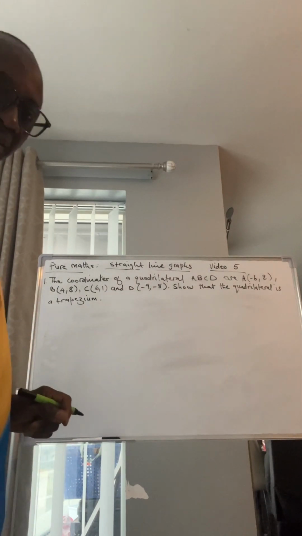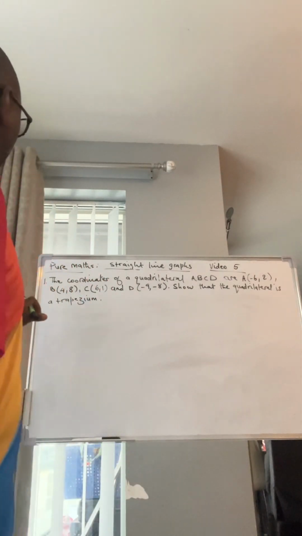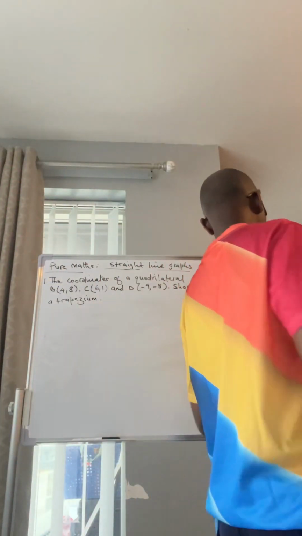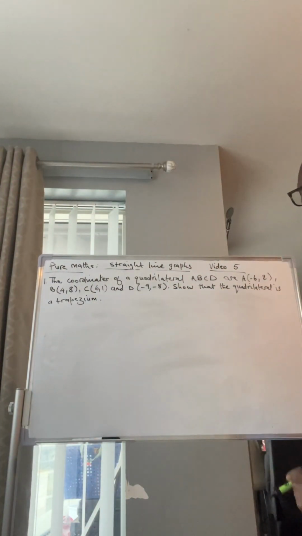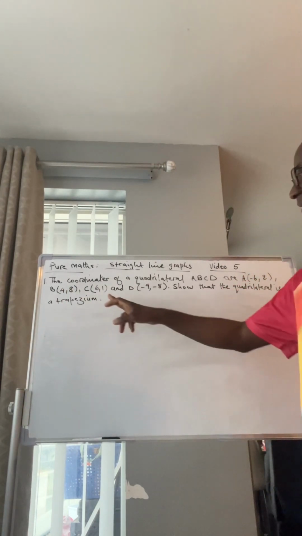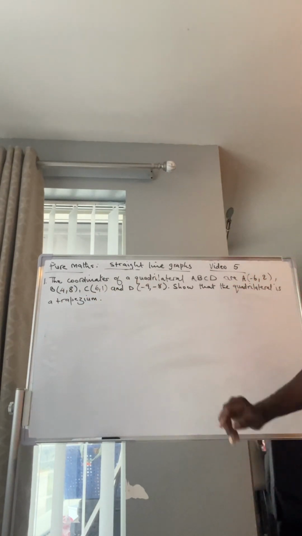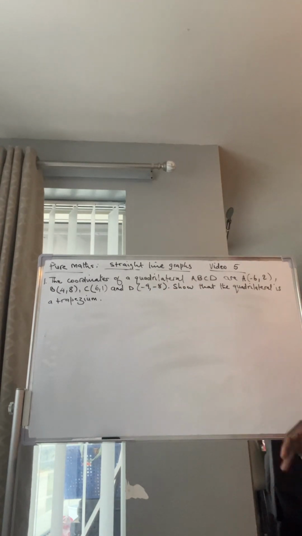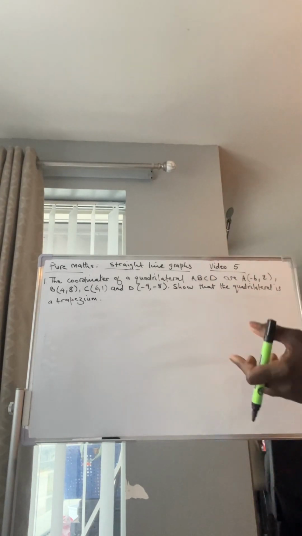The problem says that the coordinates of a quadrilateral ABCD are A (-6, 2), B (4, 8), C (6, 1), and D (-9, -8). Show that the quadrilateral is a trapezium. We all know what a quadrilateral is.